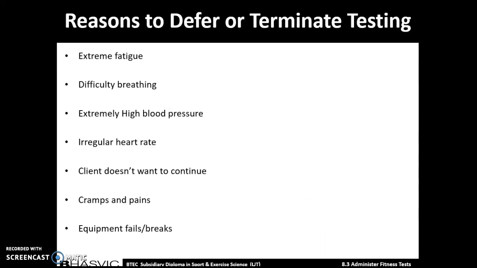So, reasons to defer or terminate testing. Deferring or terminating means stopping the test or not even starting the test because of a condition or a reason, either extreme fatigue. So, if the client's struggling to complete the test or he's become too fatigued to carry on and it's getting dangerous, then the testing must stop. Difficulty breathing. If he can't breathe properly, then the test also has to be stopped because it can become dangerous.